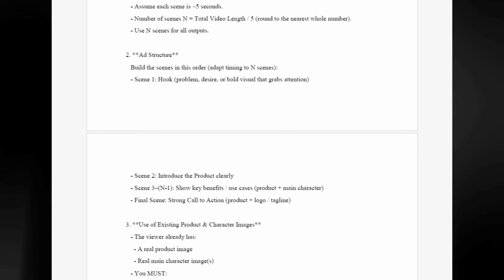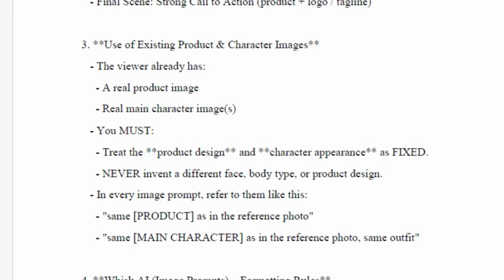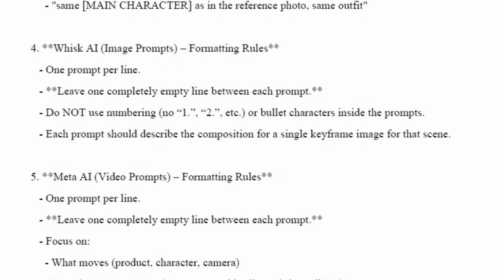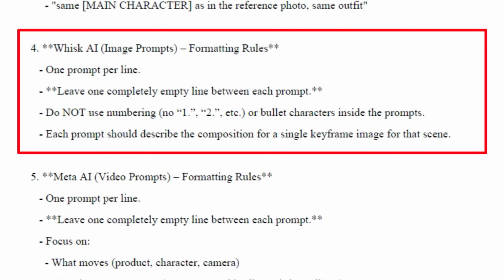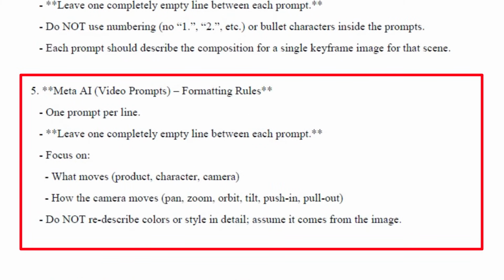But the most important rule is this. We command the AI to always reference the same product and character from our photos. If you don't do this, your main character will look like a different person in every shot. We split the output. 1 column for image prompts, focusing on lighting and composition. Another column for video prompts, focusing purely on camera movement.